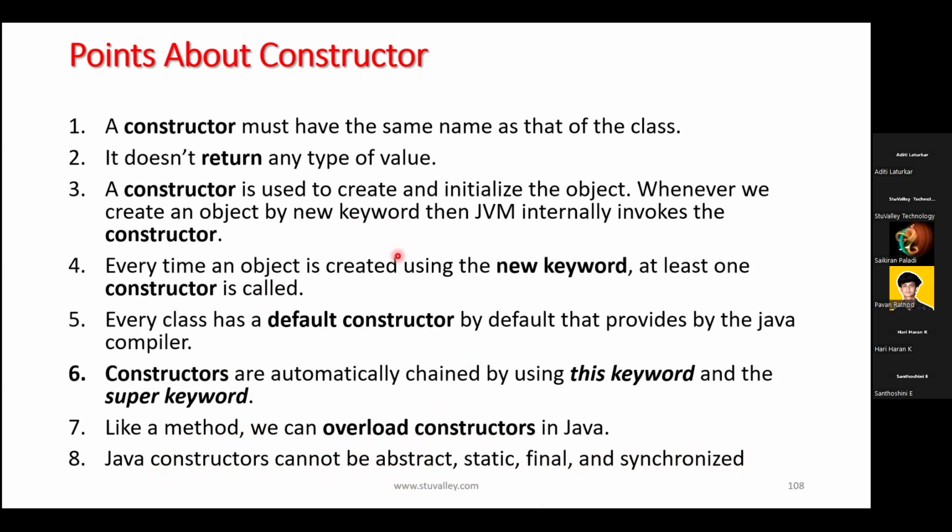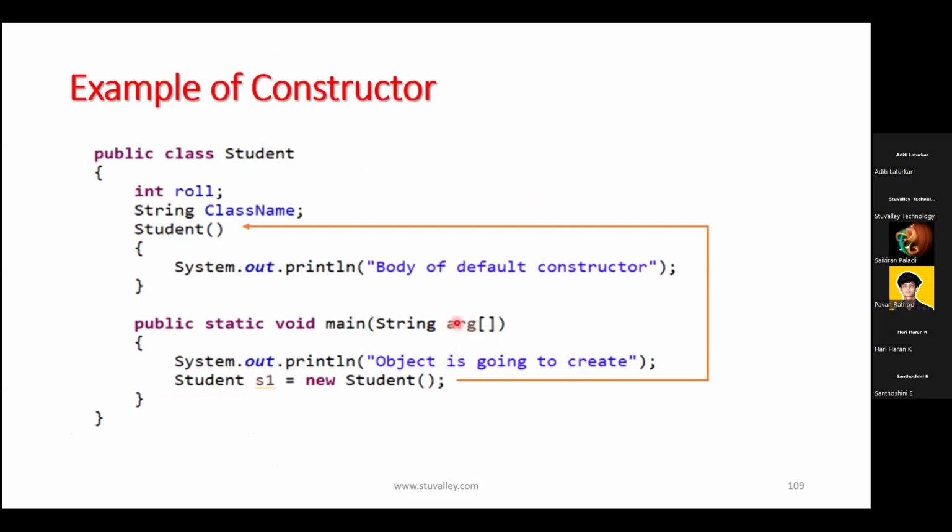Constructors never have a return type. It doesn't return any value. It is always used to initialize the object, to give some value to the object's instance variables, etc. It is always used for initialization purposes.